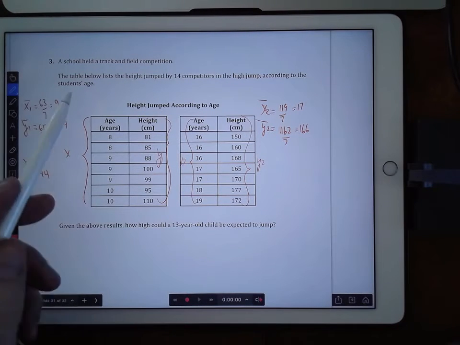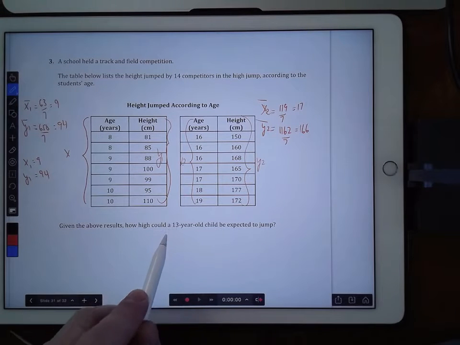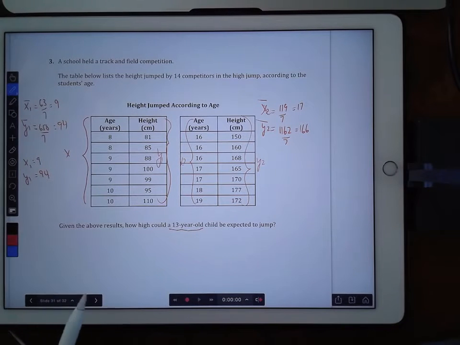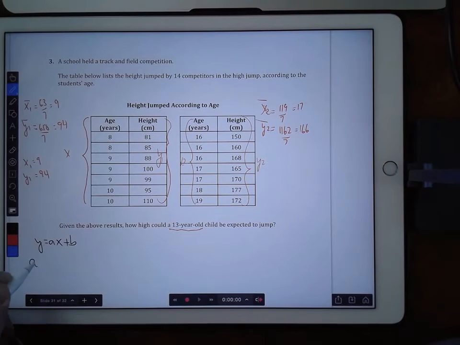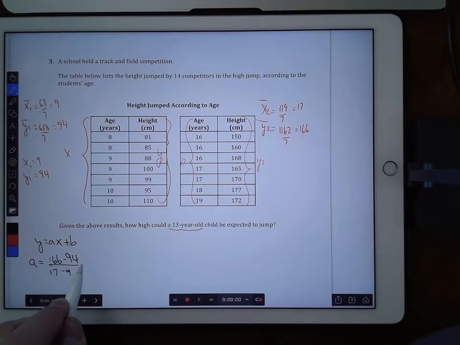Now, I have to go ahead and get the equation of the line that we're going to use to predict the answer to the question that's being asked, which is about the age. So we need to find the equation of that line, y is equal to ax plus b, which means I need the a. To get the a, we're going to do the slope formula, y2, 166, minus y1, so minus the 94, over x2, 17, minus 9. And when we simplify all of that, we get 9 for the a. 72 over 8, which gives us the 9.